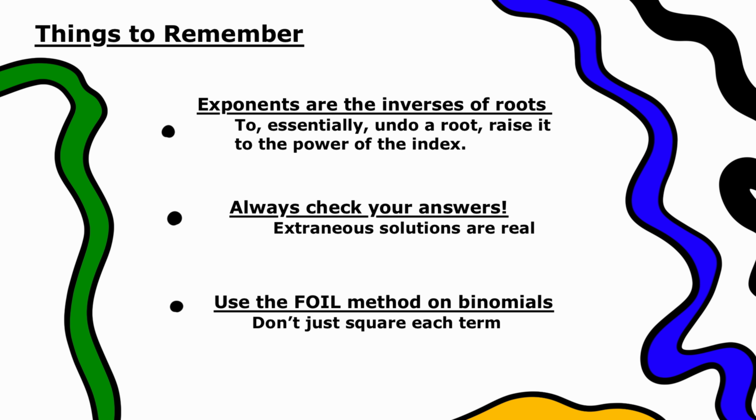Finally, here are some things to remember. Exponents are the inverses of roots. To essentially undo a root, raise it to the power of the index. Always check your answers. Extraneous solutions are real. Use the FOIL method on binomials. Don't just square each term.